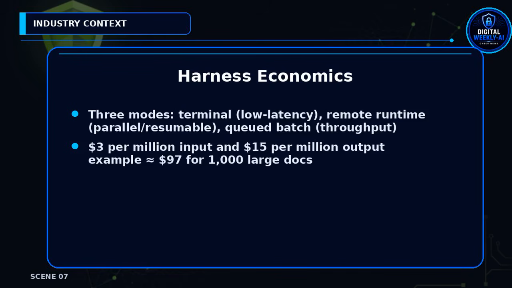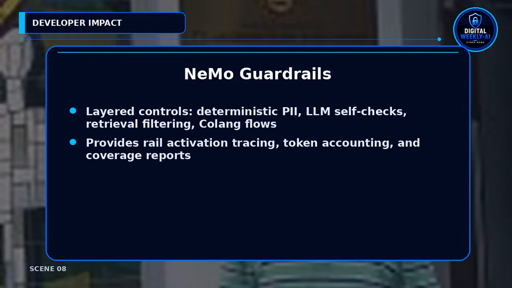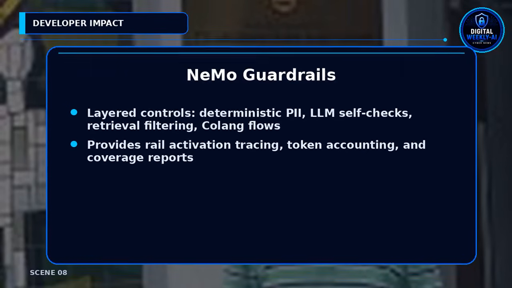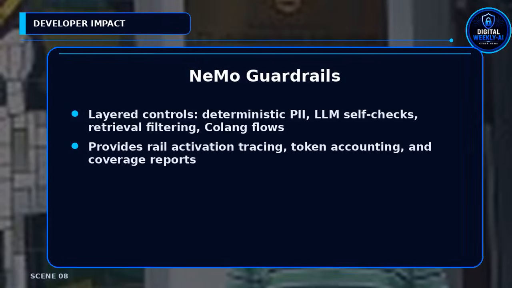Batching on server GPUs can cut GPU hour costs significantly. NeMo Guardrails uses layered controls to enforce policies. The tutorial wires YAML flows and Golang, combines deterministic PII redaction with LLM self-checks, filters retrieved content, and adds token accounting and a coverage report. The trade-off is auditability and policy enforcement versus added token and compute overhead.